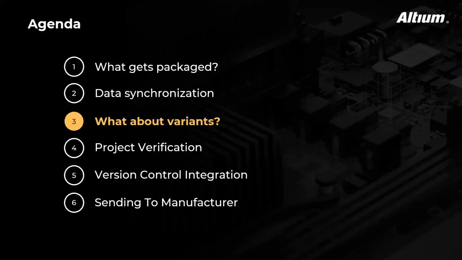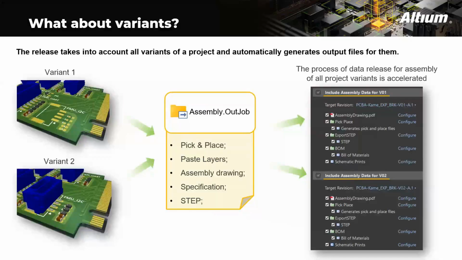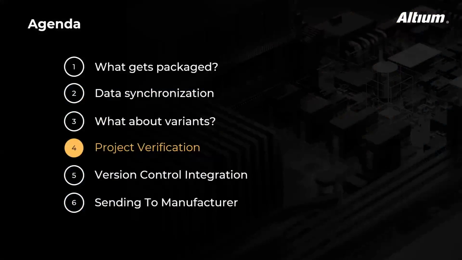And what about variants? When it comes to variants, the project releaser can make your life a little easier. When you do a release, all the variants of your project will be automatically read. Then one assembly output file will be generated for each of the variants. If your project has dozens of variants, you need not run output data generation multiple times. Just run the project release. Now, what about project verification?